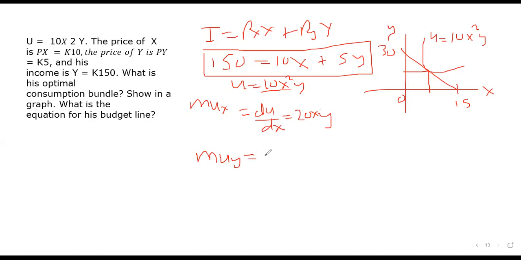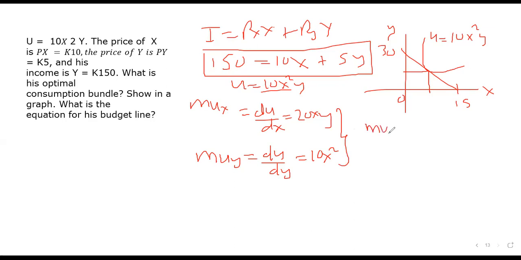Then our marginal utility of y will be the du over the dy. Our dummy in this case is x squared. We're going to differentiate 10y. The derivative is simply 10. These are the two functions that we need to use.